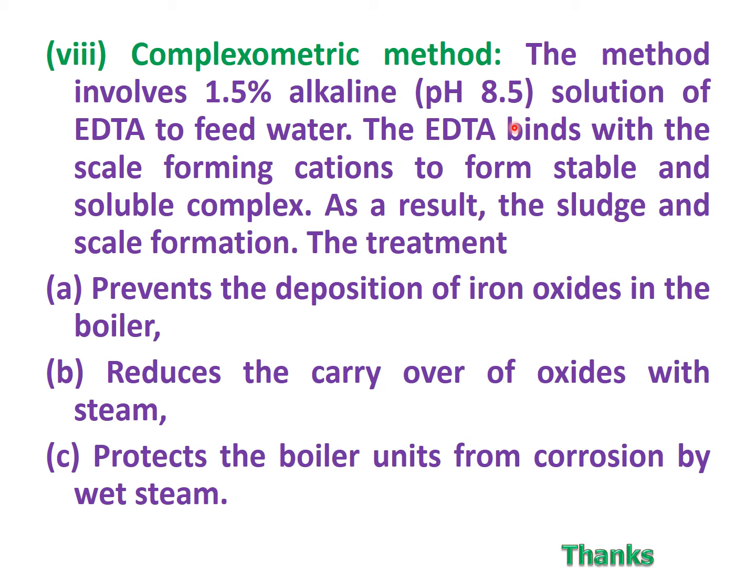So first we have to increase the pH of water, and then if we add 1.5% alkaline solution of EDTA in feed water, the EDTA will bind with the scale forming cations to form a stable and soluble complex. As a result, the sludge and scale formation will not be possible. So this EDTA prevents the deposition of iron oxide in the boiler, also reduces the carryover of oxides with the steam, and it protects the boiler unit from corrosion by wet steam.